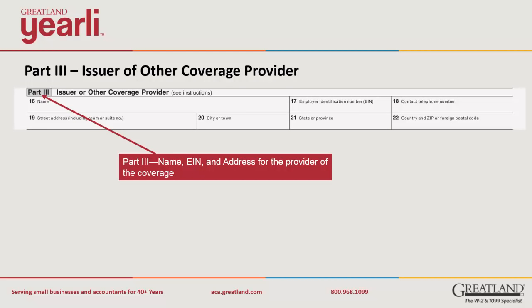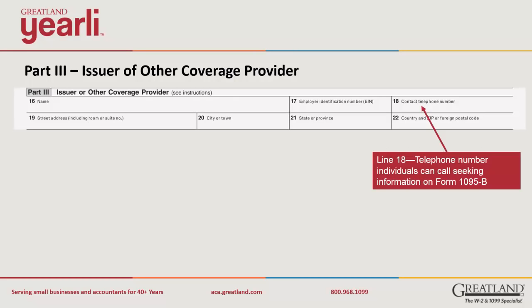In Part 3, you report the information about the coverage provider, which is actually the filer of Form 1095B. You list the name, employer identification number, and address for the provider of the coverage in Part 3. Line 18 should include a telephone number that individuals can call seeking information about their 1095B.